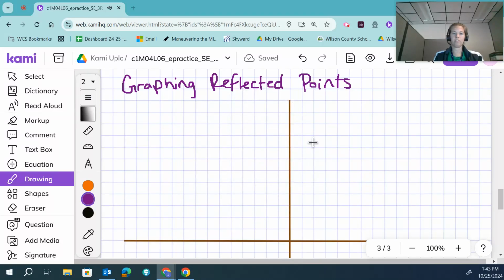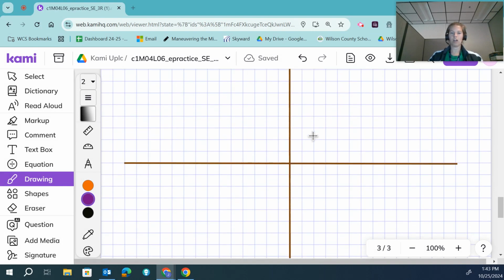Today we'll be reflecting points in a coordinate plane. When we are reflecting points, we first need to understand what reflection means. Reflection is a lot like a mirror in that my hand is a certain distance away from the camera, and then on your side, it looks exactly the same distance.